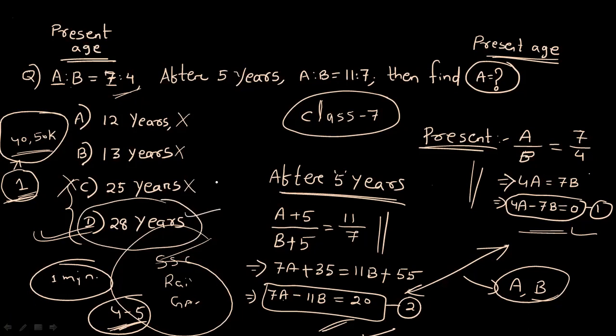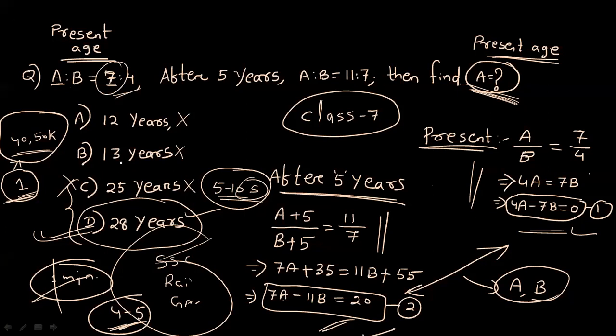So in this way, within 5 to 10 seconds, forget about 1 minute, you can give the answer for this question. No need to apply the formula, just apply your common sense. That's it. Because we have to find out the present age of A, and present age of A is a multiple of 7. So you check in the solutions which one is a multiple of 7.